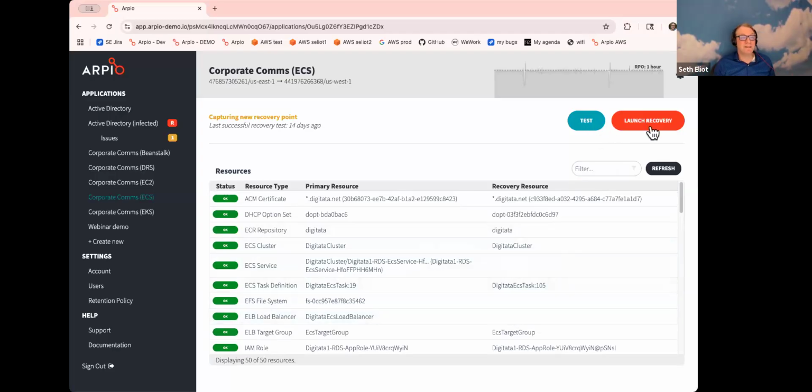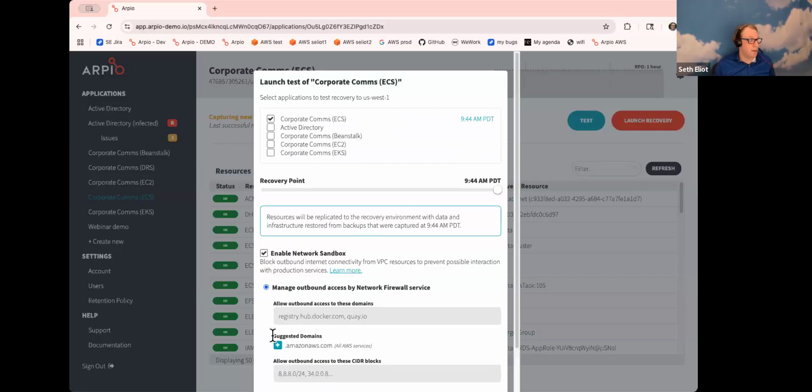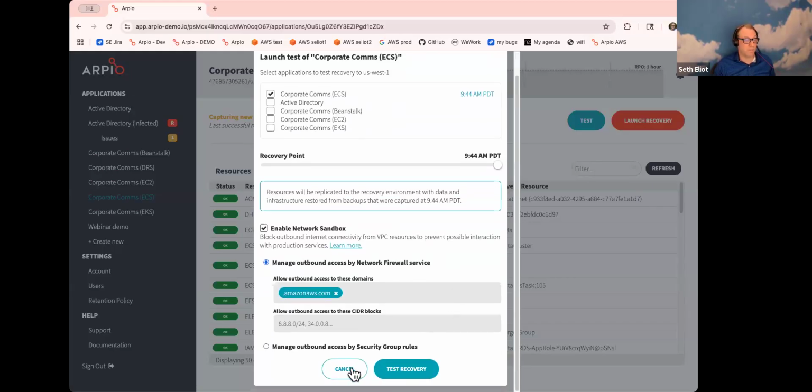As I said, you have two buttons, test and launch recovery. Test gives you the ability to choose what applications you want to restore. You can restore multiple applications at a time, and it lets you choose the recovery point. If this is a regional issue, I'm going to pick the latest recovery point. If this is a ransomware attack, I'm going to dial back the time machine and pick a recovery point in the past. You choose your retention policies. You choose how many recovery points we retain. And then here's that network sandbox I was telling you about, right? The ability to actually stand up a bubble around my workload as I stand it up so that it can't talk to anything except what I tell it to talk to.